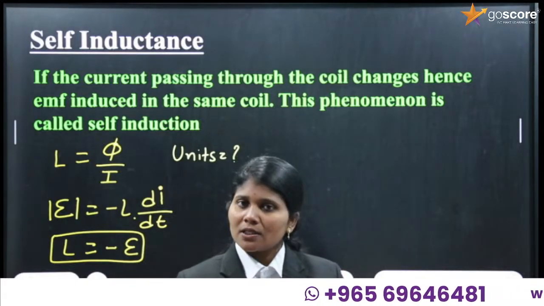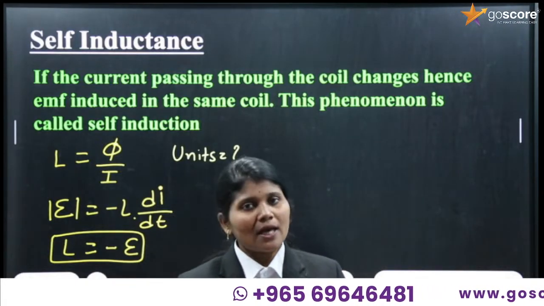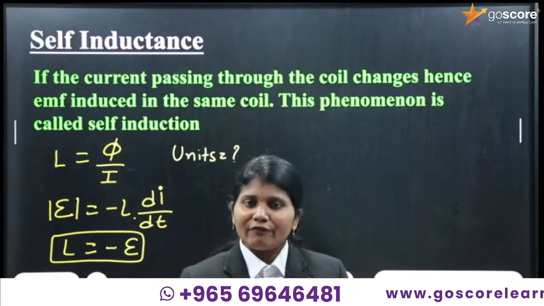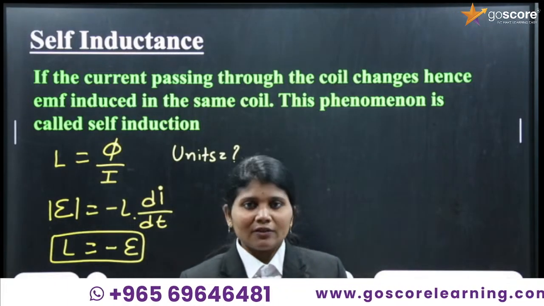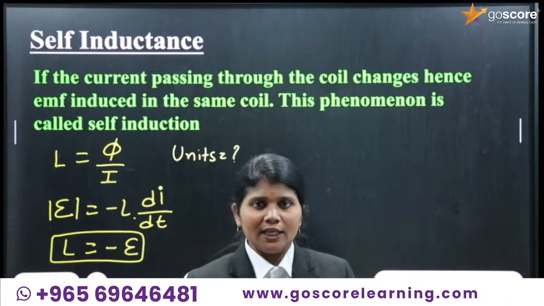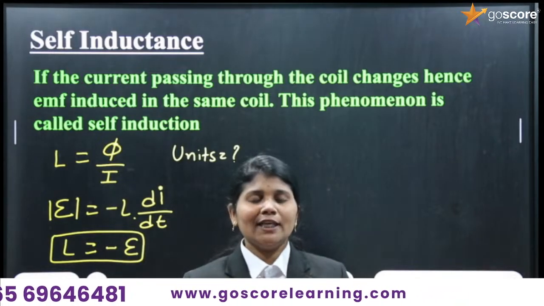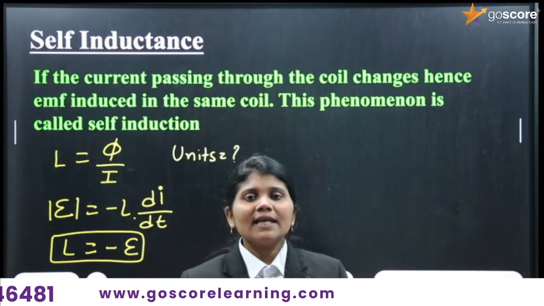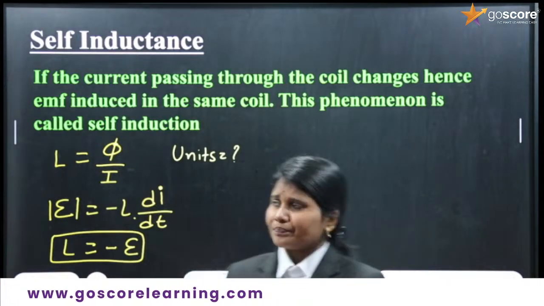So the current passing through the coil produces the magnetic flux. Here that flux is changing. That change in flux produces the EMF in the same coil. That's why it is called self-inductance.